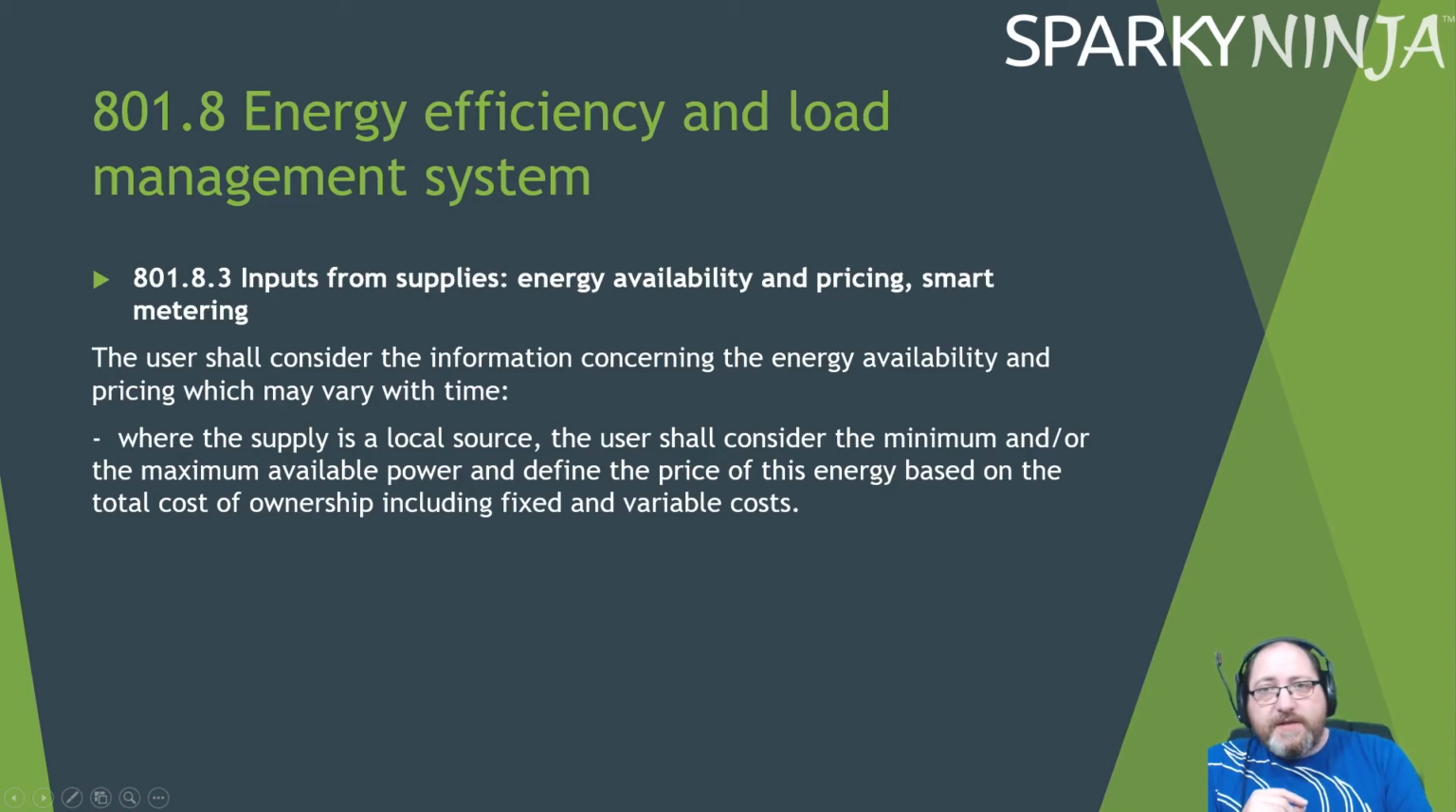Inputs from supplies, energy availability and pricing, smart metering. The user shall consider the information concerning the energy availability and pricing, which may vary with time. Where the supply is a local source, the user shall consider the minimum and/or the maximum available power and define the price of this energy based on the total cost of ownership, including fixed and variable costs.